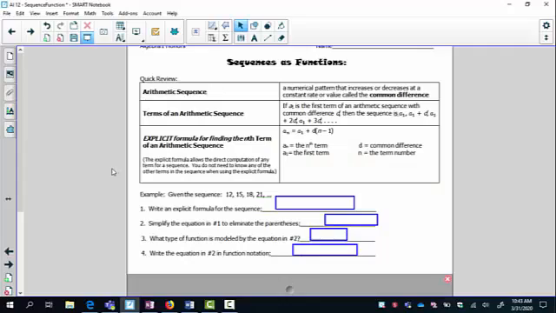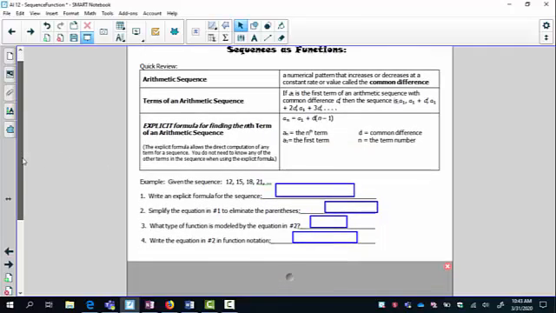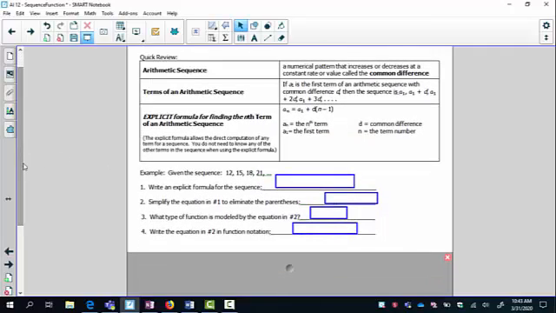So if you're back now with me, we'll just go over these quickly. Remember, an arithmetic sequence increases or decreases at a constant rate. It's called the common difference. And if we were to be given the sequence 12, 15, 18, 21, our common difference would be 3.